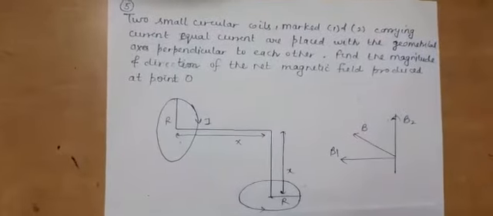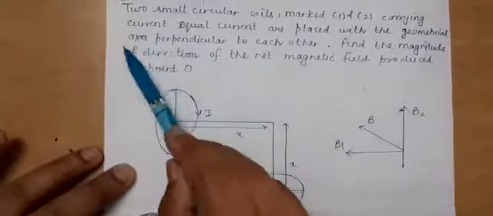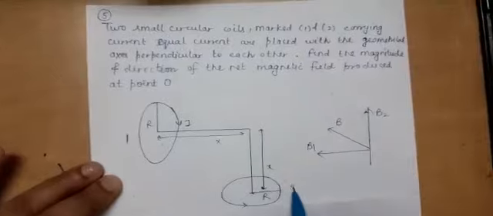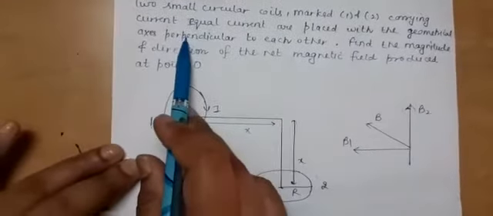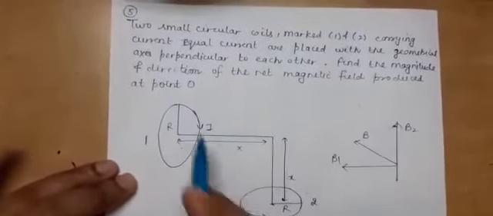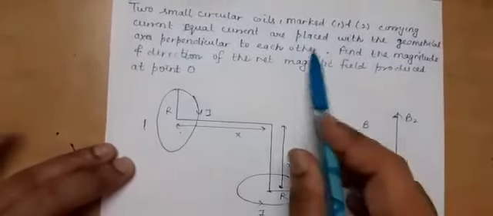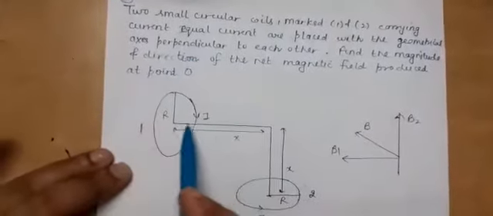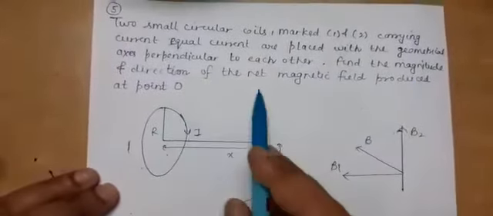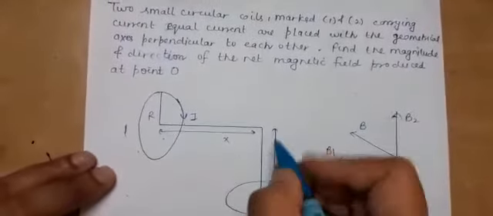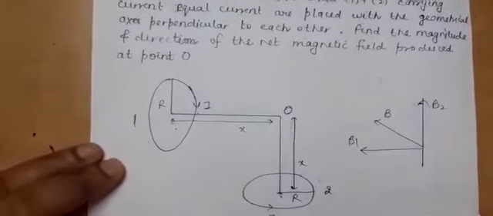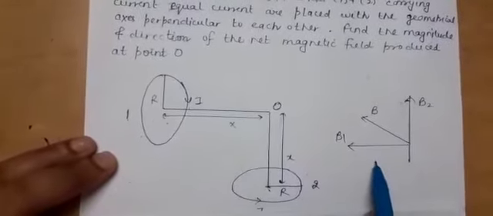Now the next numerical. We are taking here 2 small circular coils marked 1 and 2, carrying equal current. Both are carrying the same current I, as shown in the figure. The direction has been given. These are placed with their axes perpendicular to each other. Find the magnitude and direction of the net magnetic field produced at the common center O. This figure has been given just as a hint.